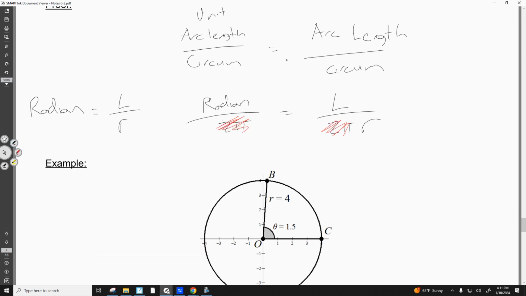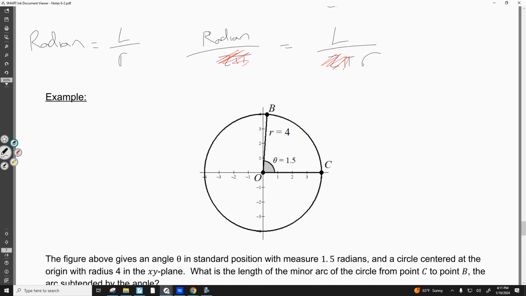Here's an example of a question. You have a radian measurement of 1.5. You have a radius of a bigger circle of 4. What is this arc length BC? Well, this is your key. Your radian measurement, 1.5, is equivalent to your arc length divided by the radius. The 2 pi in the formula for circumference disappears, and you get that your arc length is just 4 times 1.5.